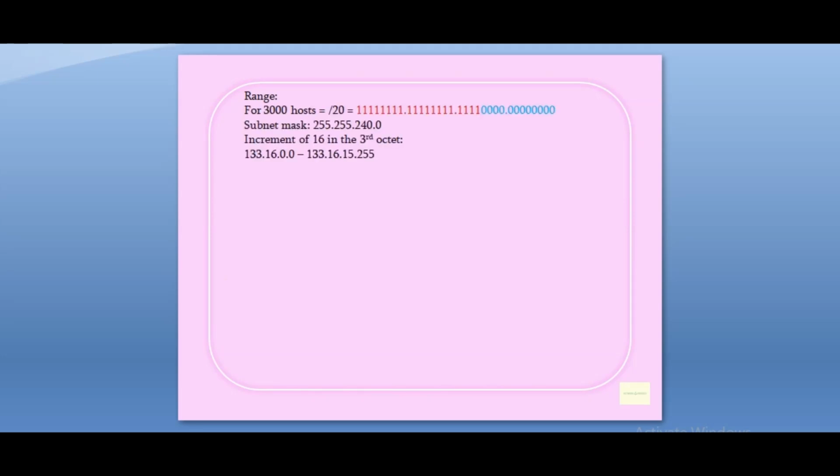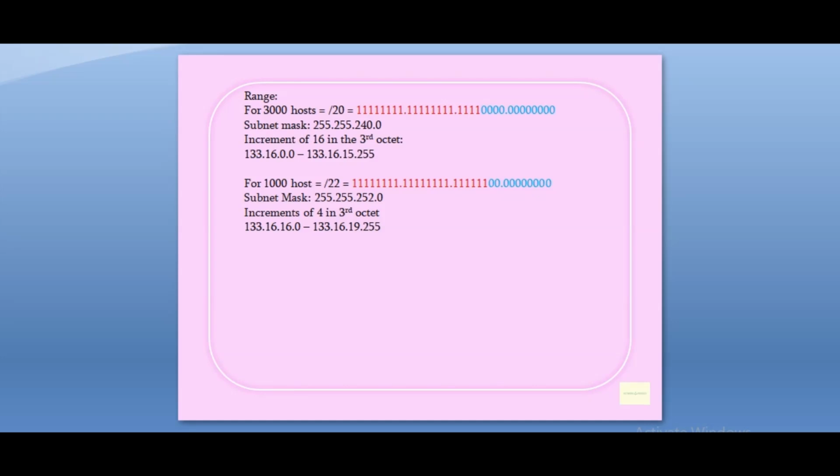For the subnet with 3000 hosts, we used /20, which gives it the subnet mask of 255.255.240.0. In /20, the last network bit is in the third octet, and it is on the value of 16 in the binary place value table. That means with increments of 16 in the third octet, we get a subnet, which is 133.16.0.0 to 133.16.15.255.